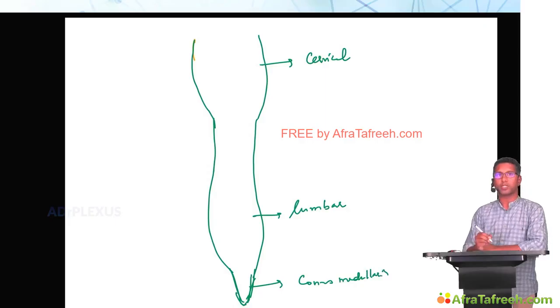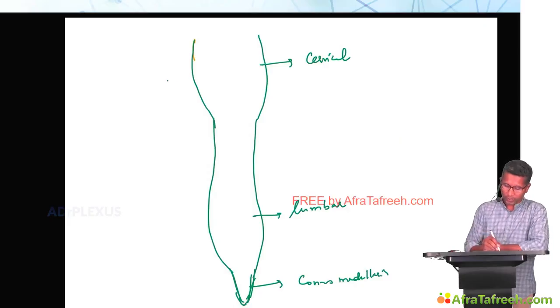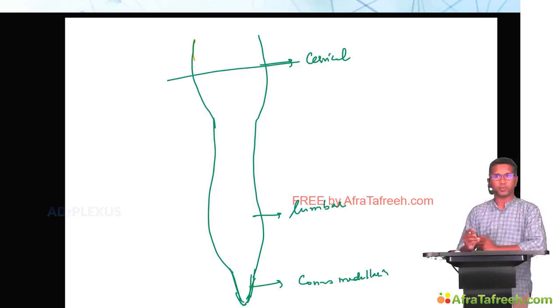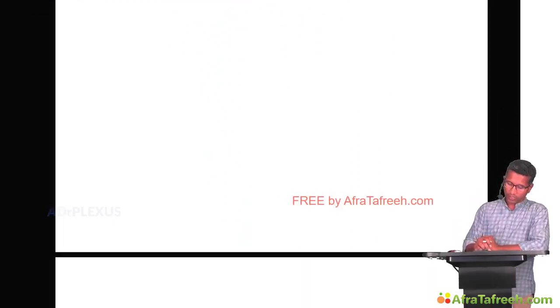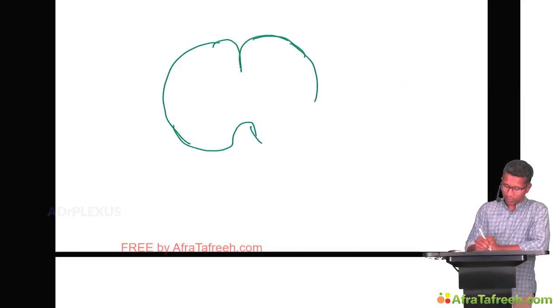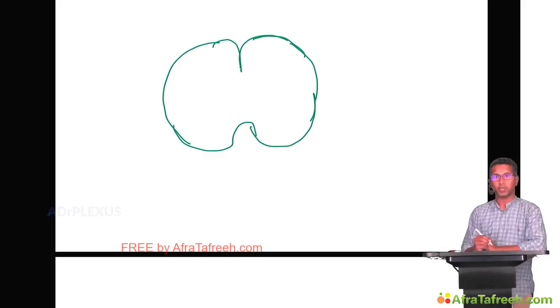So this is the conus medullaris. Now what I am going to do is make a cross section of the spinal cord in the cervical region. When I make a cross section, I am able to see a structure like this. I hope you guys know the basic structure when you make a cross section of the spinal cord. So this is how the cross section of the spinal cord will appear.